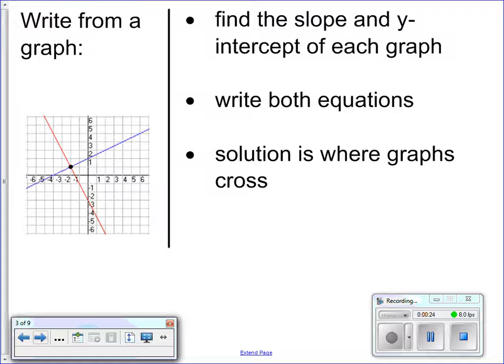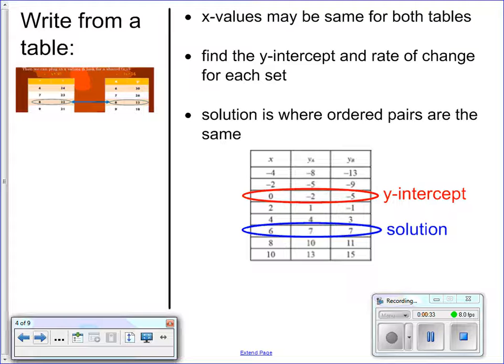From the graph, you need to find the slope and the y-intercept of each graph, write both equations, and then the solution is where the graphs cross. In a table, the x and y values might be the same for both tables, like in this example. You need to still find the y-intercept and the rate of change for each set, and then the solution is where the ordered pairs are the same.